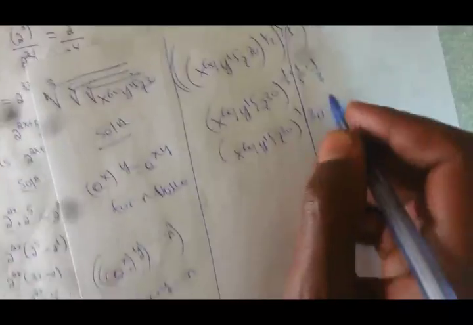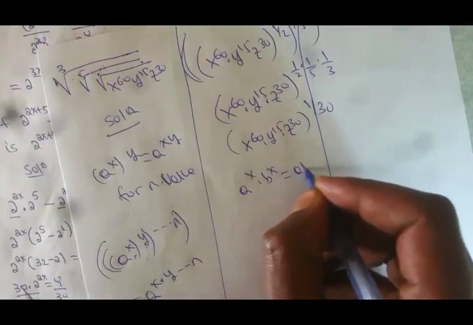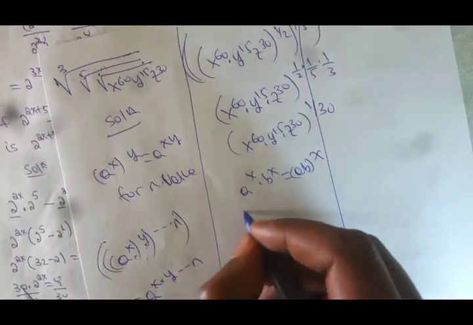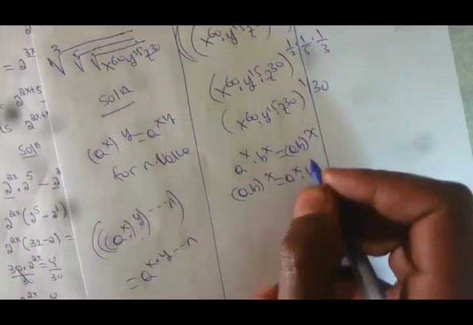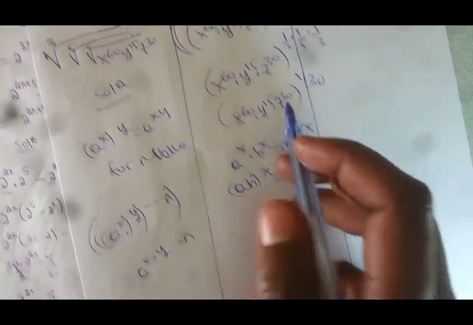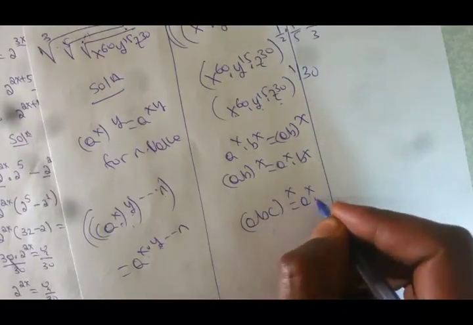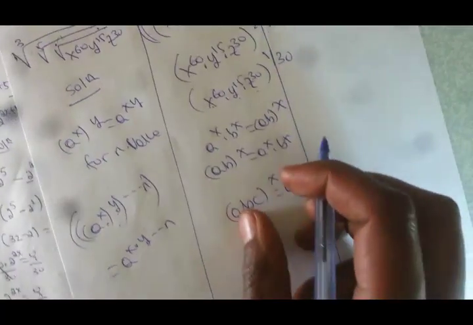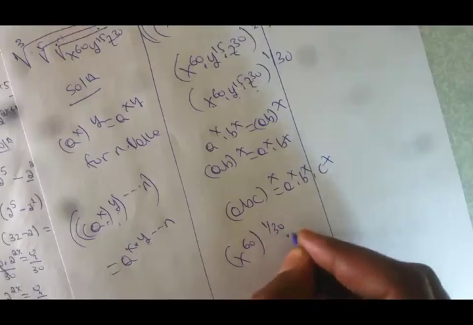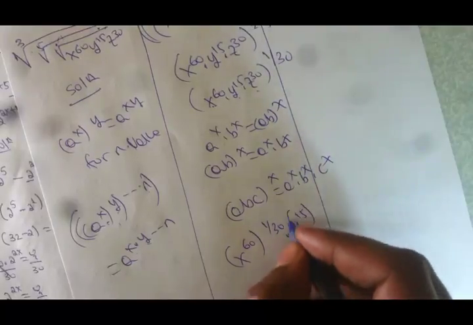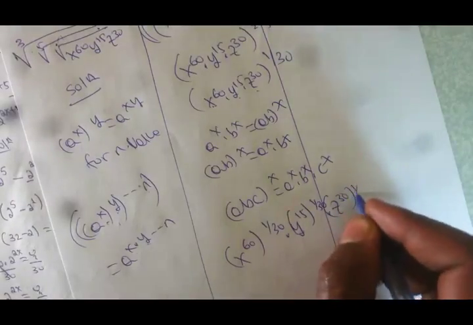And we know that a raised to x times b raised to x is equal to ab raised to x, and the reverse is also true: ab raised to x is equal to a raised to x times b raised to x. For three factors, abc raised to x is equal to a raised to x times b raised to x times c raised to x. Therefore, x raised to 16 times 1 over 13, times y raised to 15 times 1 over 13, times z raised to 13 times 1 over 13.